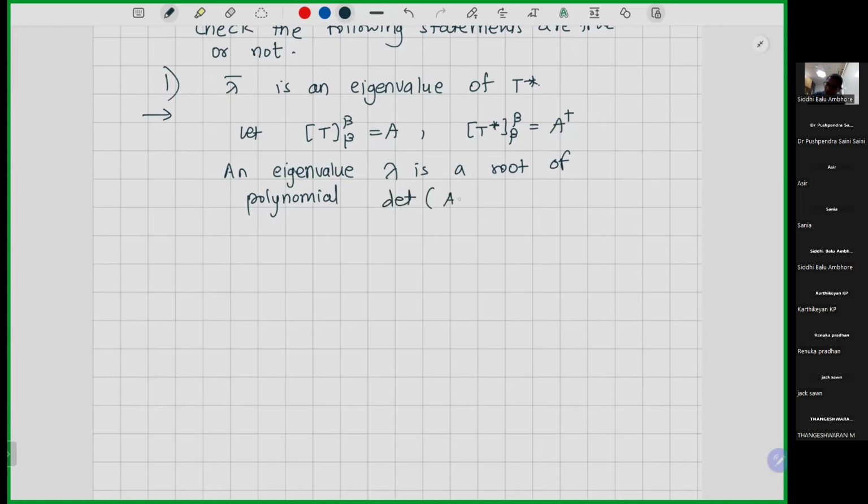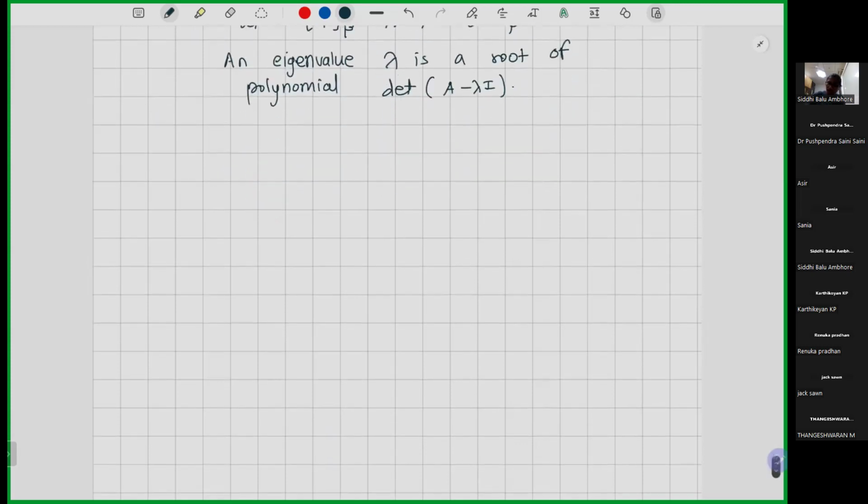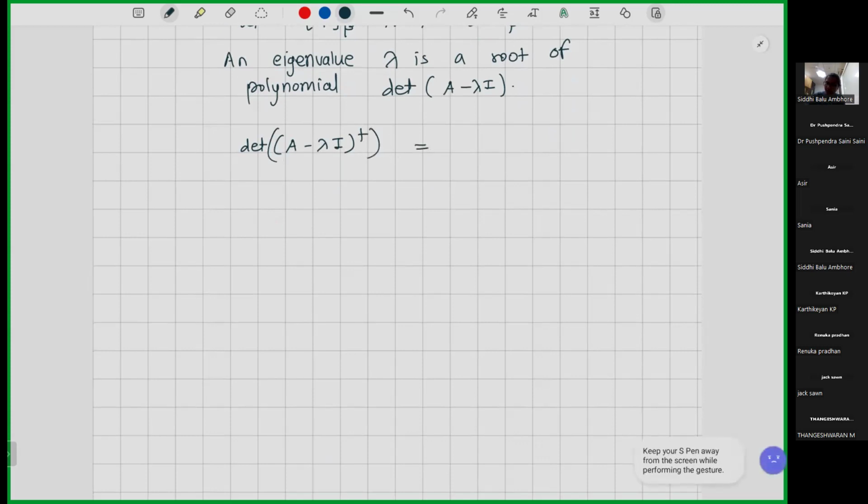Determinant of A minus lambda I, right? So let us start with the determinant of A minus lambda I and the dagger of this matrix. And we proved that last time that it is equal to what? It is equal to the determinant of... Okay, so we are now switching from eigenvalues of A to eigenvalues of A conjugate transpose.